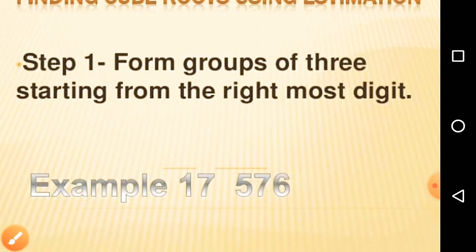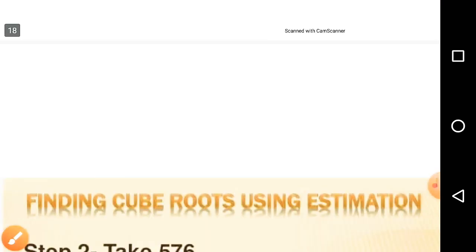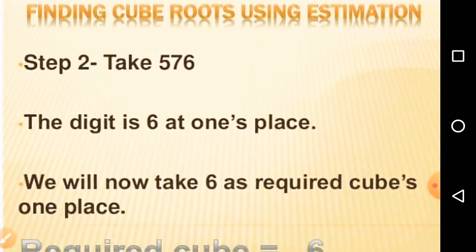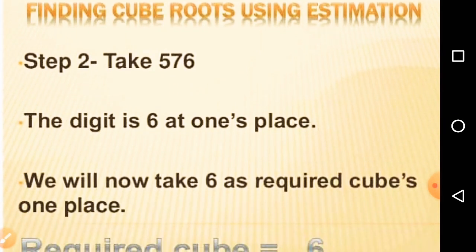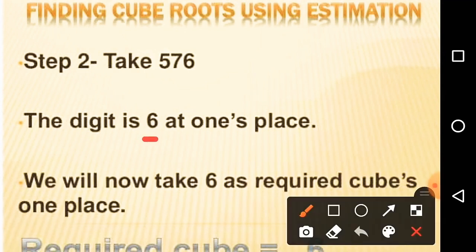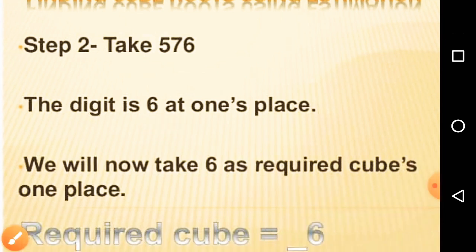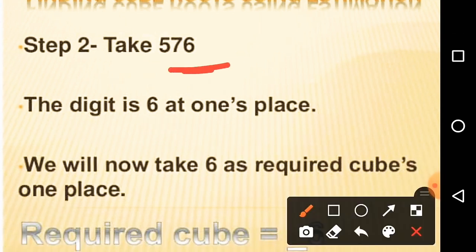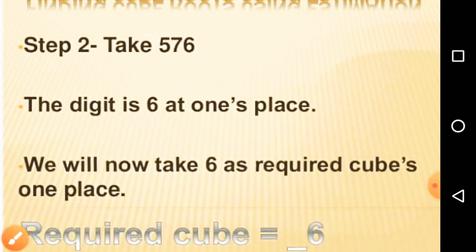Now moving ahead with the second step. Take 576, the last 3 digits. The digit at the ones place is 6. Now you have to check the digit at the ones place. If the digit at the ones place is 6, we will take 6 as the required cube root's ones place. So this way we take 576. Right now we have to look at the last digit. The last digit is 6.